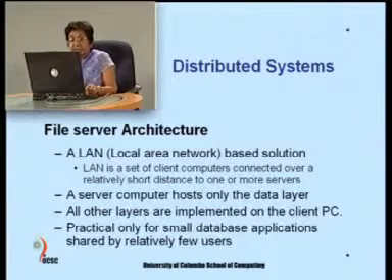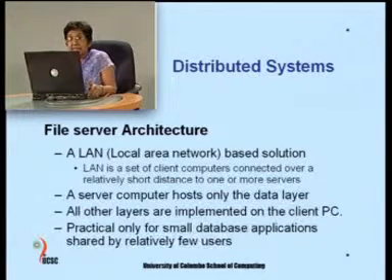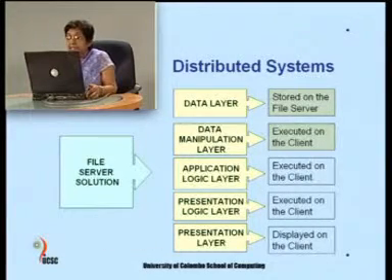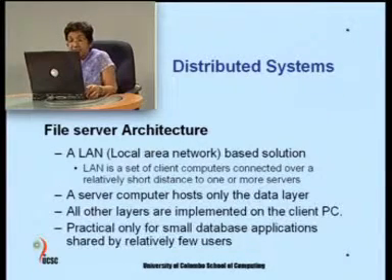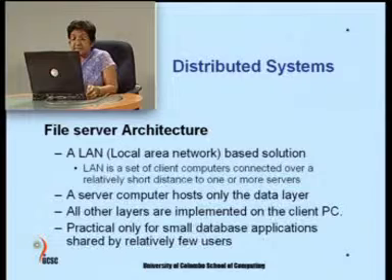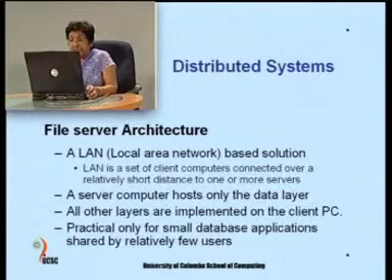So, file server architecture usually will be a local area network or a LAN based solution. A LAN is a set of client computers connected over a relatively short distance to one or more servers. So, a local area network, as the word suggests, is localized in a certain area within a short distance, maybe a campus or a single office, or a very short distance from one machine to another. A server computer hosts only the data layer. So, as we showed in this diagram, you can see the data layer is stored on the file server. All the other layers are implemented on the client PC. It is practical only for small database applications shared by relatively few users. So, this kind of file server architecture is usually used in a small location with very few users.